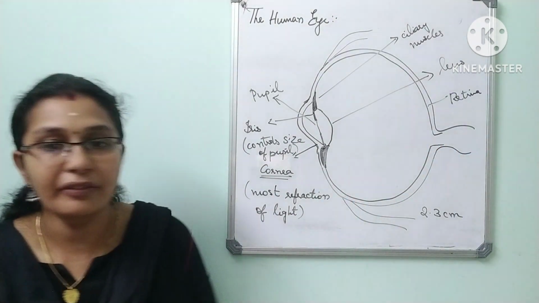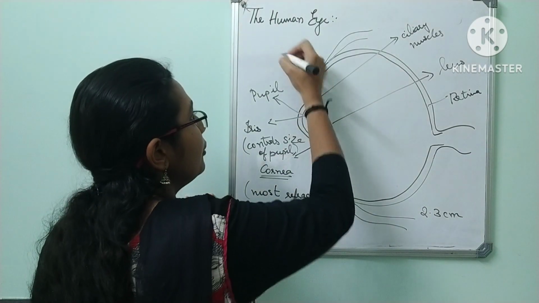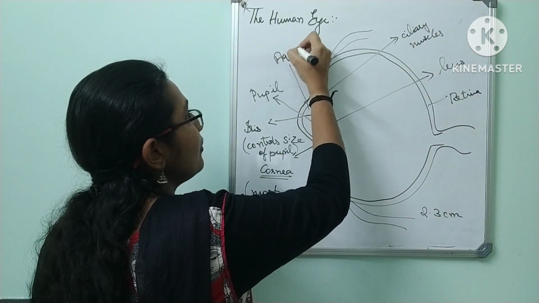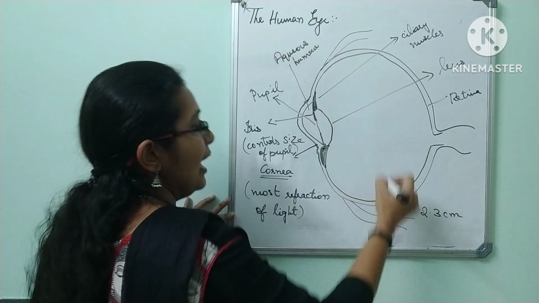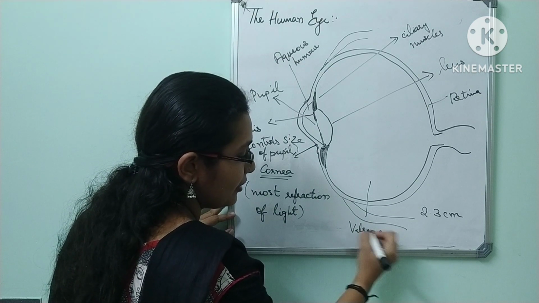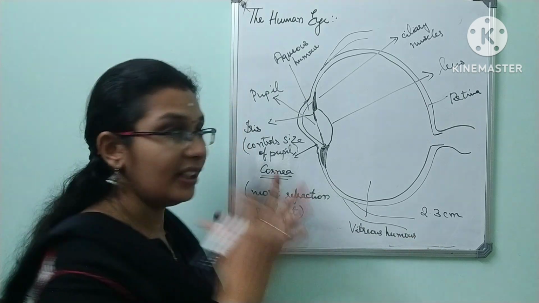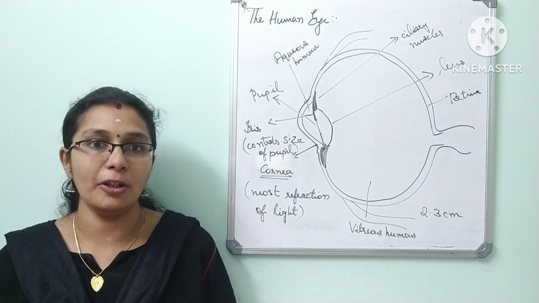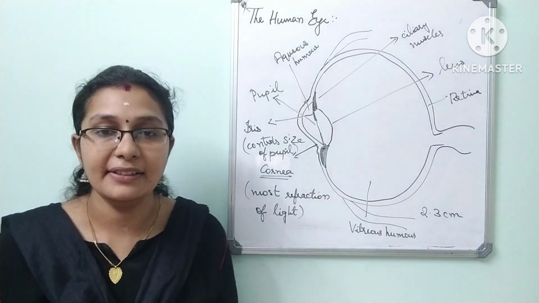Clear? Then we have something called aqueous and vitreous humor. Aqueous humor is here, and vitreous humor is here. They are jelly-like structures. These are used to maintain certain things in our eye, like pressure. So these are all the important parts of an eye.